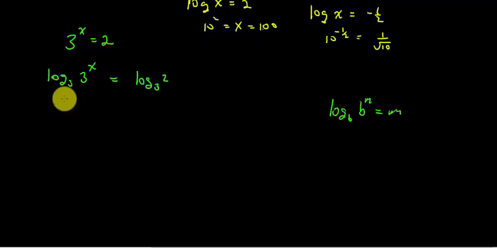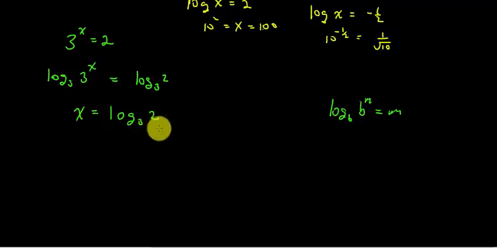But log base 3 of 3 to the power of x just has to be x, right? Because I'm asking, what do I raise 3 to get 3 to the power of x? Well, obviously it's x. And so I have x is equal to log base 3 of 2. And that's going to be typical of exponential functions. You're going to take the logarithm of both sides with an exponential function, and you're going to take the appropriate base so that you just get the variable.